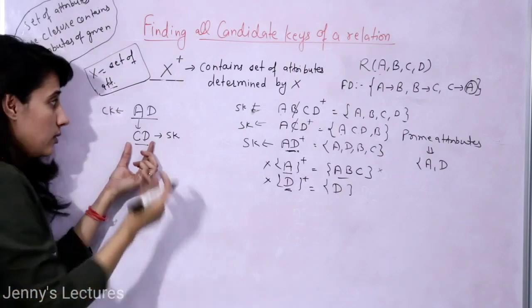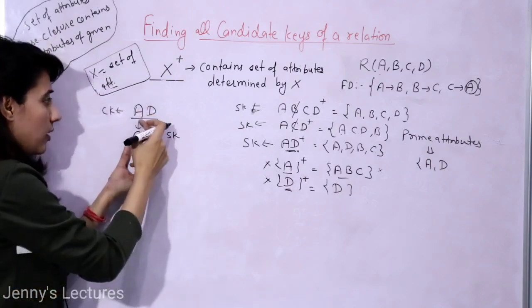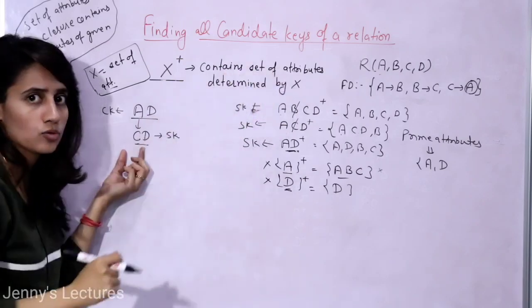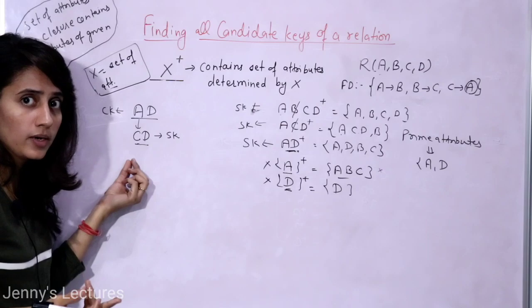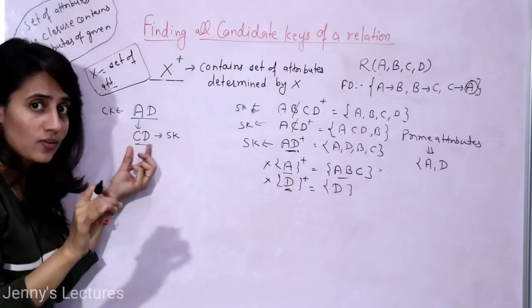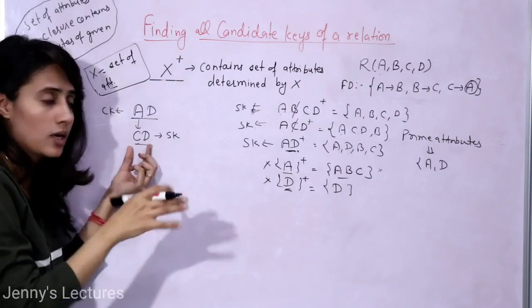Sometimes when you replace, suppose I have replaced this A with C, and only C can determine all the attributes. So only C would be a super key, right? So this cannot be a candidate key, right? So now we cannot say that definitely this is a candidate key. You still need to check.